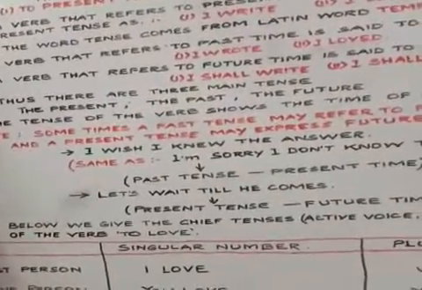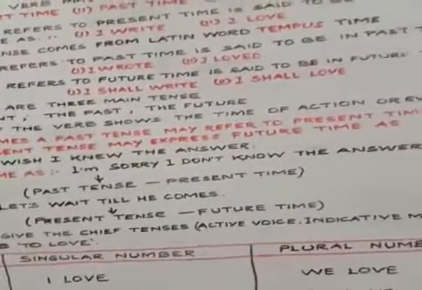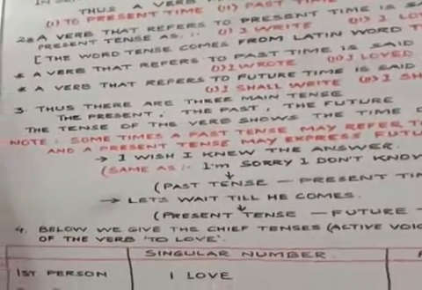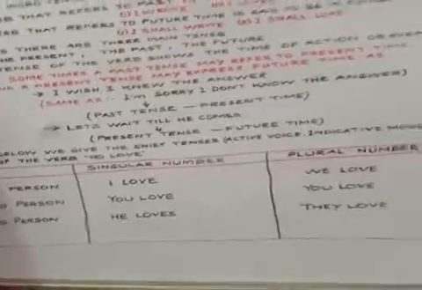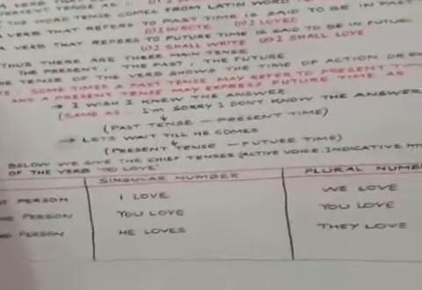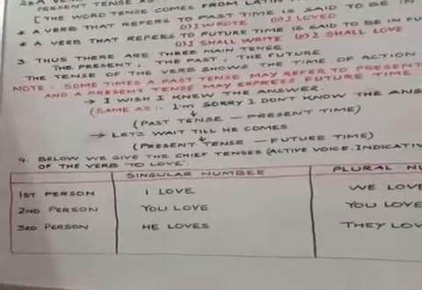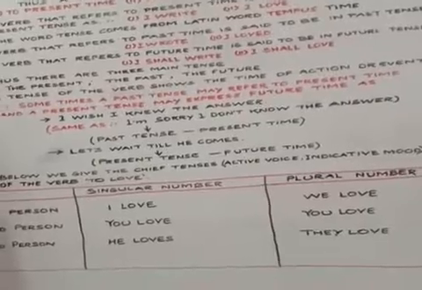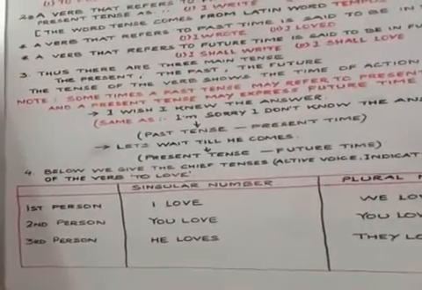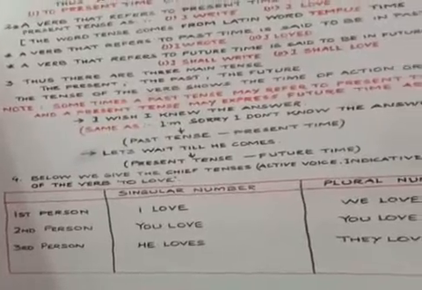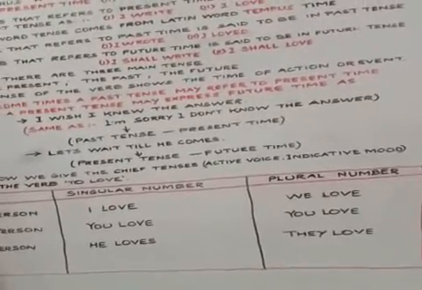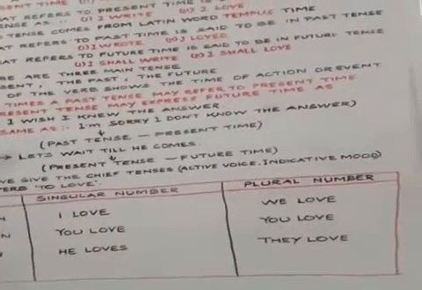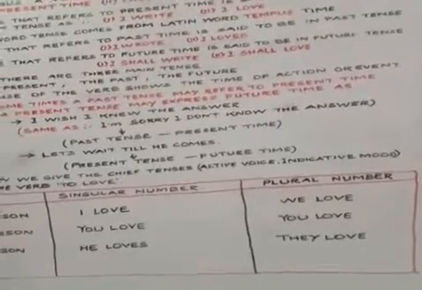Below we give the chief tenses, active voice, indicative mode of the verb to love. See, we have a grid and try to understand it. First person, singular number, I love, and plural number, we love. Second person, you love, plural number, you love. Third person, he loves, plural number, they love.